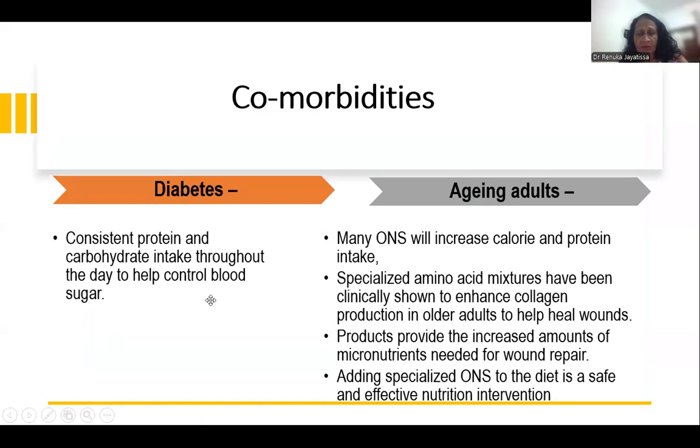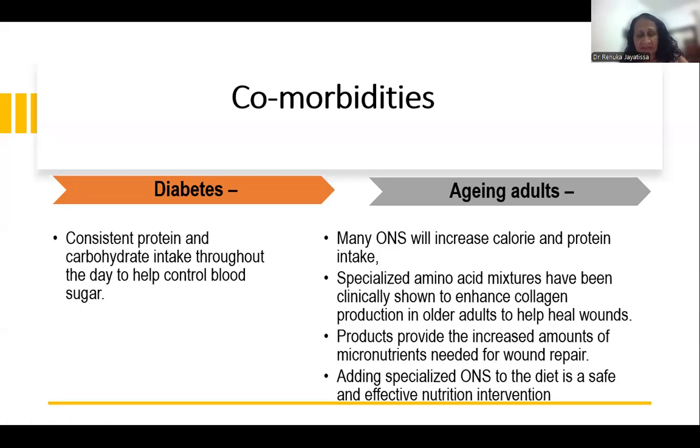Next one. So what are the comorbidities that we have to consider during this wound healing process? The main one is diabetes. I think this is very important to look at, because for these patients, consistent protein and consistent carbohydrate intake is very helpful to control the blood sugar. Because hyperglycemia might really affect the wound healing process. So it's very important to provide a consistent protein and carbohydrate diet.